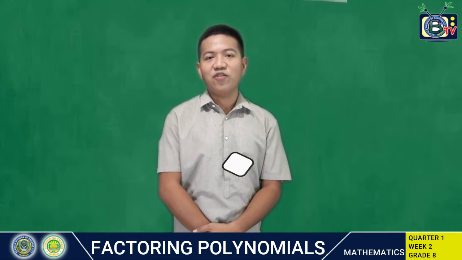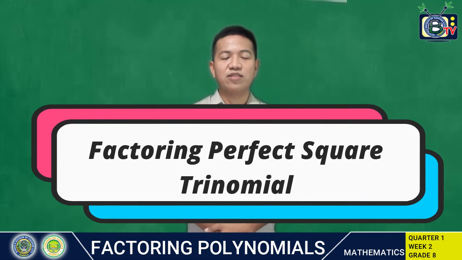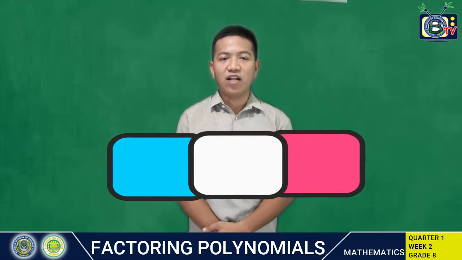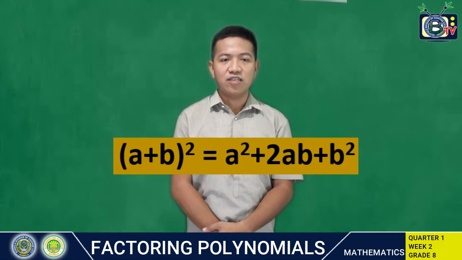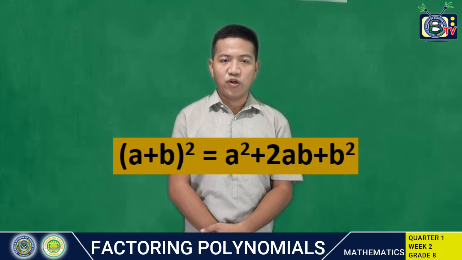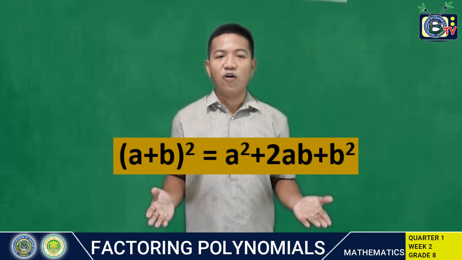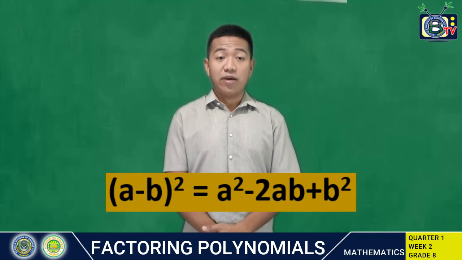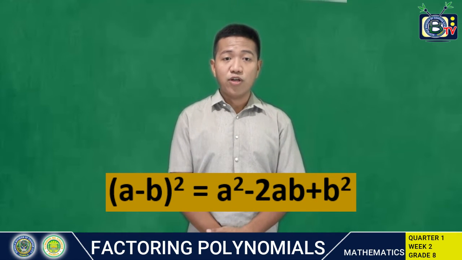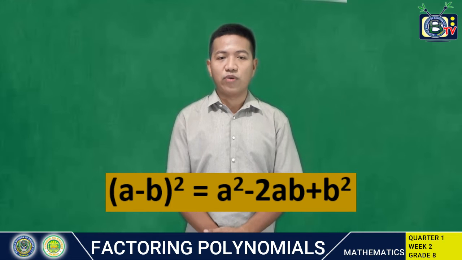Now, we're ready to factor perfect square trinomials. To factor a perfect square trinomial, you can use the following rules. First, the quantity (a + b) squared is equal to a squared + 2ab + b squared, or the quantity (a - b) squared is equal to a squared - 2ab + b squared.